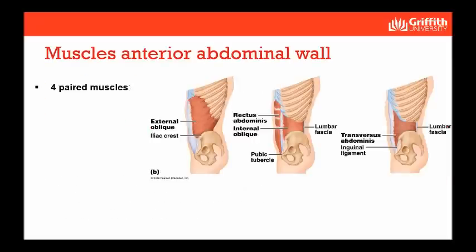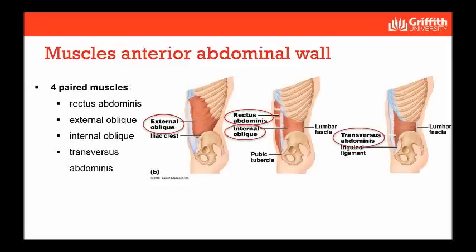In this slide, we can see the four paired abdominal muscles in a lateral view. A well-toned rectus abdominis creates the six-pack look. The external oblique, the internal oblique, and the transverse abdominis.